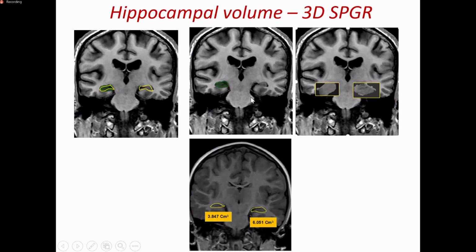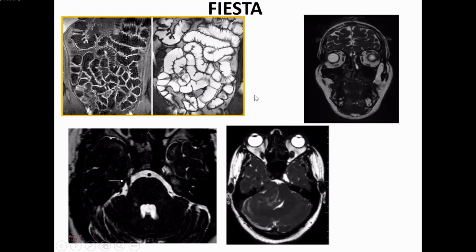Okay. The next protocol will be looking at the clinical applications of FIESTA. So you have this heavily T2 weighted FIESTA sequence. You call it FIESTA or the true FISP sequence. There are various applications for it. In the brain, you can do it for cisternography, that is in a patient with CSF rhinorrhea.